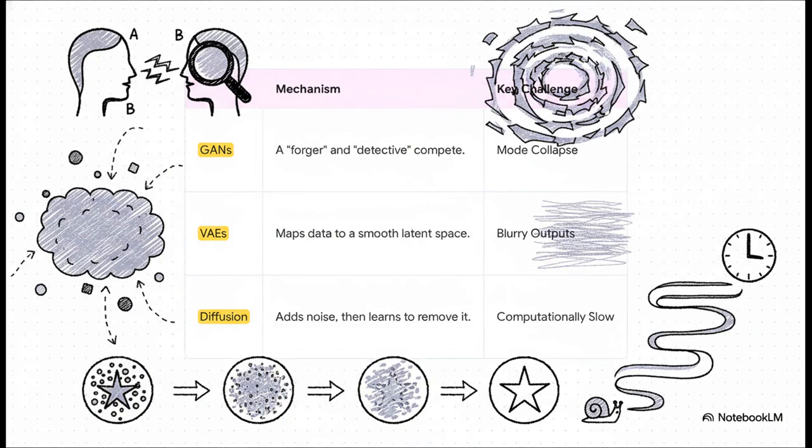When it comes to making new stuff, there are basically three big schools of thought. You've got GANs, which are like a constant game of cat and mouse. You have VAEs, which are like expert map makers. And then you have diffusion models, which, believe it or not, create things by first learning how to destroy them. Each one is a totally different way of thinking, and each comes with its own unique challenges.